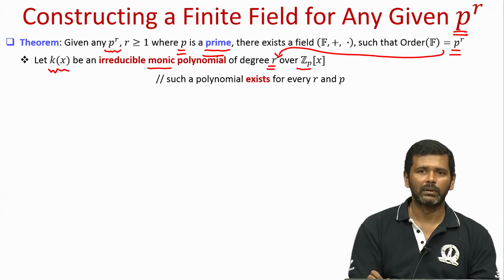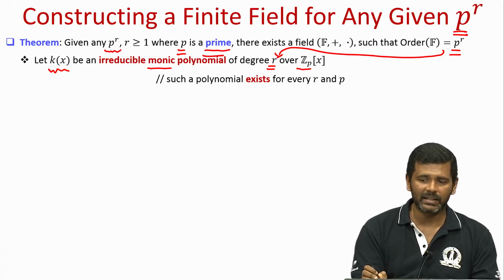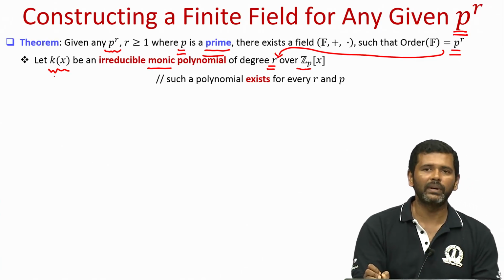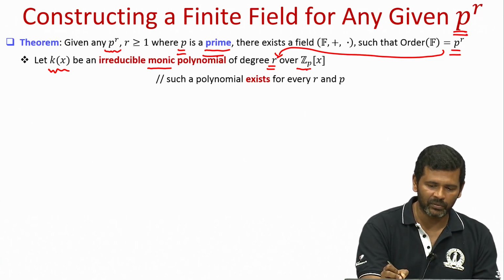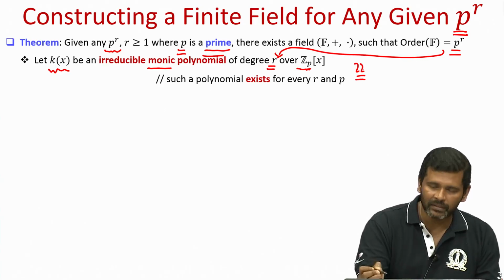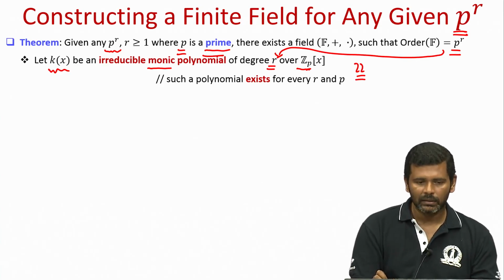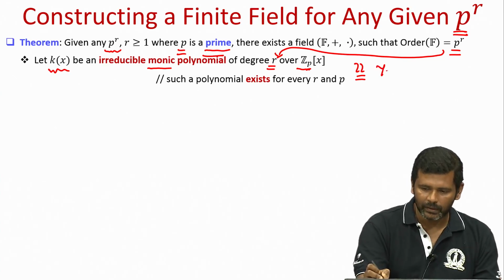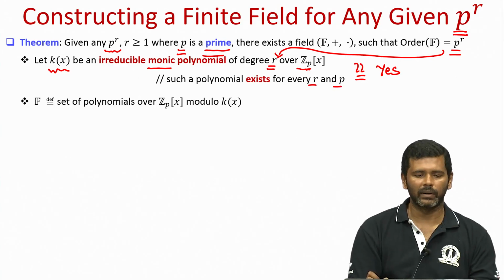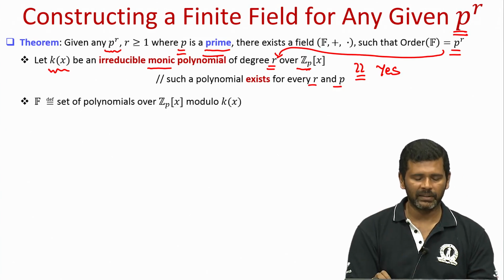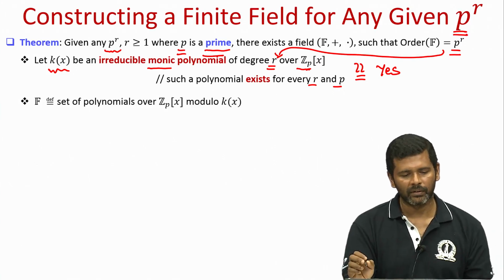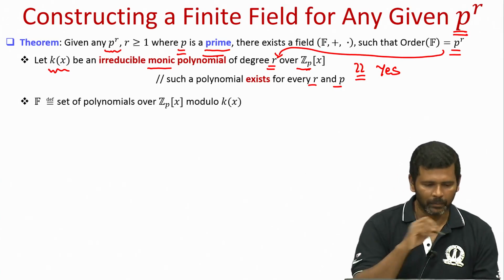My goal is to show the existence of a finite field with characteristic p and with p power r number of elements. So, to do that, I am basically taking a monic irreducible polynomial with coefficients over Zp whose degree is r. Now, if you are wondering whether indeed such polynomials always exist for any given r and p, the answer is yes. Such a polynomial always exists for every r and p. And there are some standard methods for getting such polynomials, but for some well known values of p and r, such polynomials are publicly available.